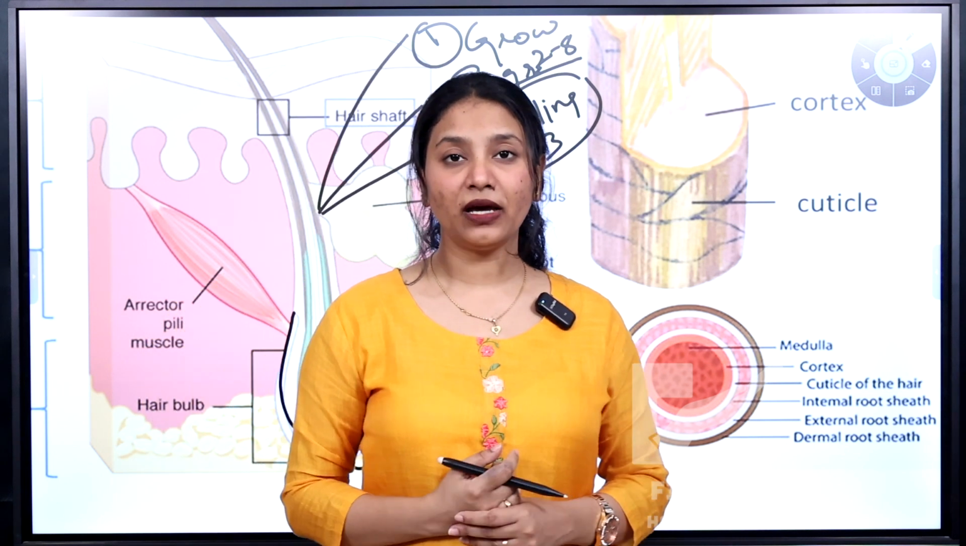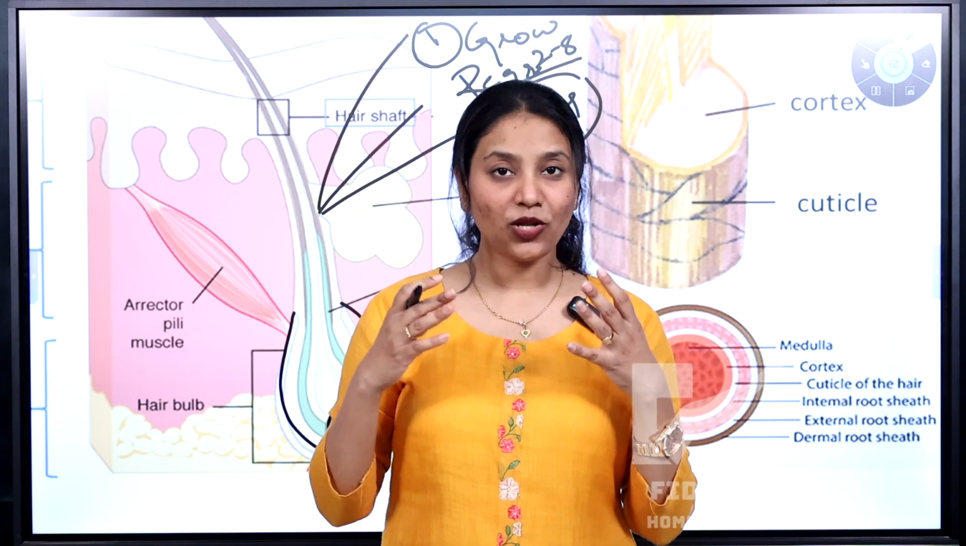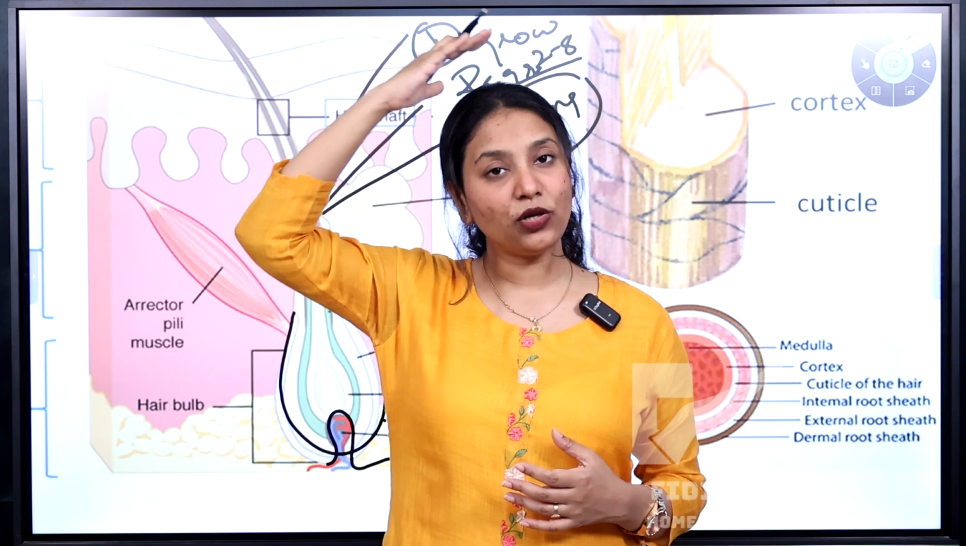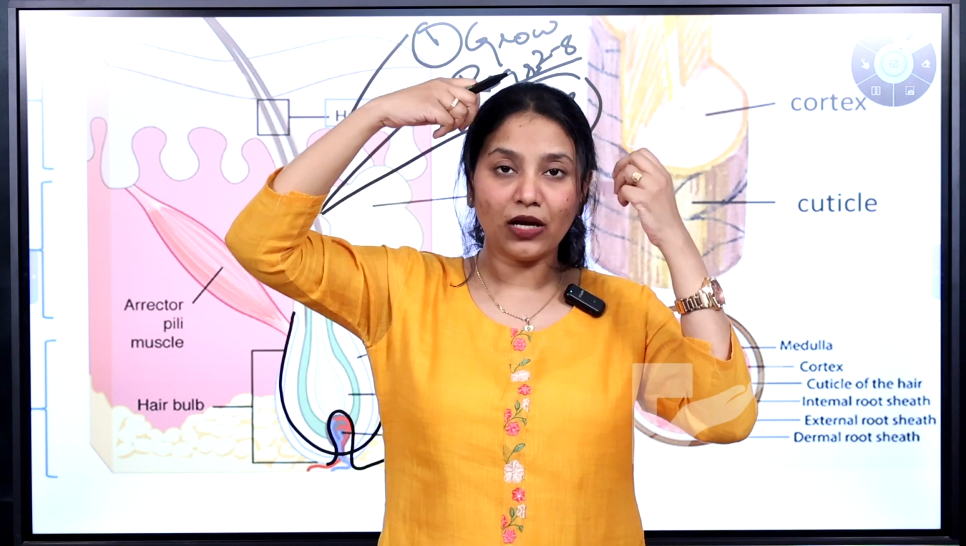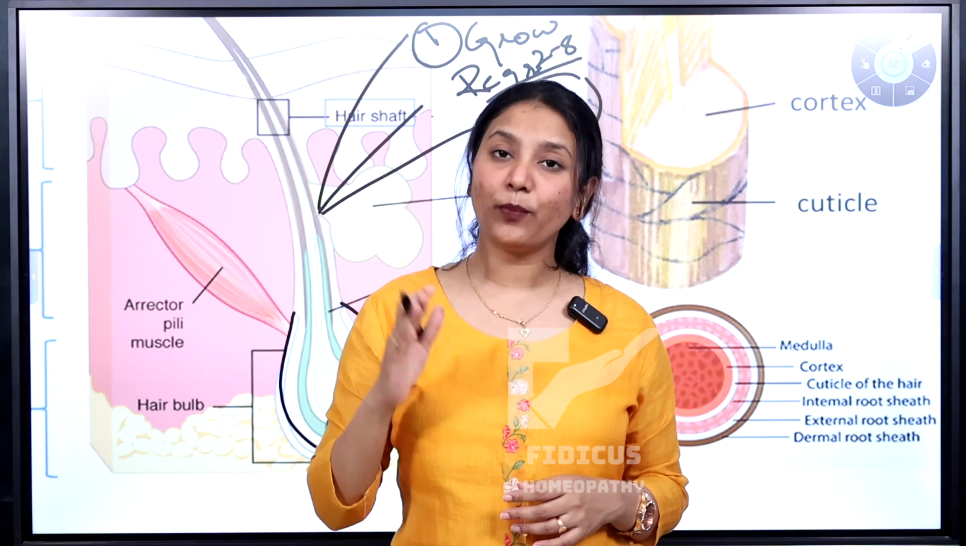What is the function of hair? See, hair is not given for aesthetic purposes. Your hair, especially on the scalp, is given for protection, especially from the sun, so that your scalp does not get heated up more, and to prevent water loss from the scalp. That is the first thing, and the second thing is protection.